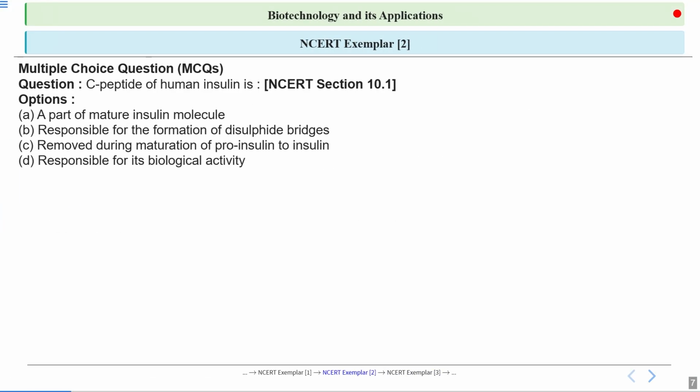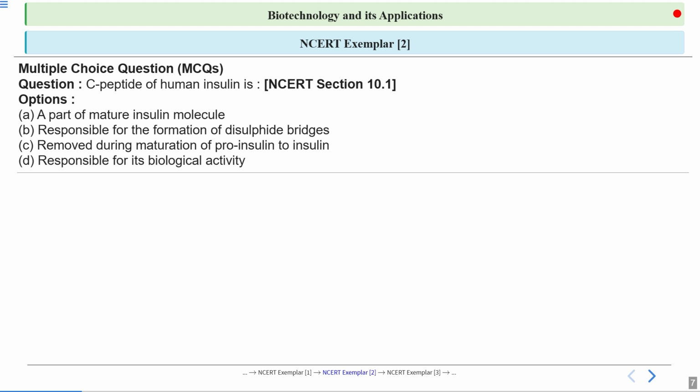Now let's go to the second question. Let's see what this second question is asking us. The second question says, C peptide of human insulin is. We know that human insulin initially consists of three peptides: A, B, and C peptide. This is from NCERT section 10.1, and the question is asking what this C peptide of human insulin is. So let's see the options.